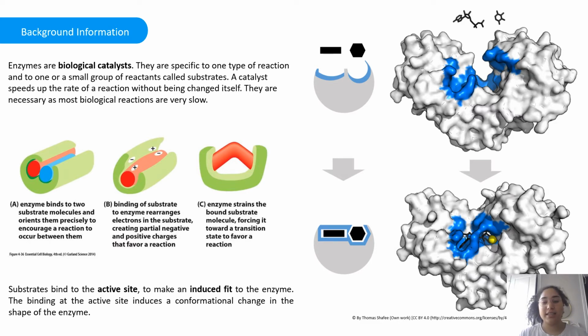This is a picture of the induced fit in a tiny animation, just to make it clear, but this is how it would actually look. Here's our substrate. This is the enzyme. This is the active site, and you can see the shape actually changes once the substrate is bound to the active site and has the induced fit.